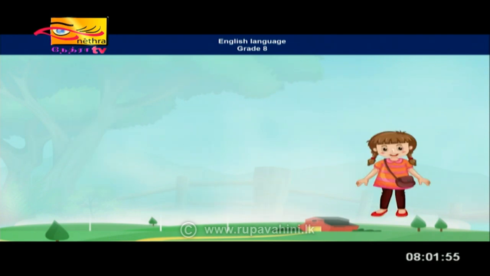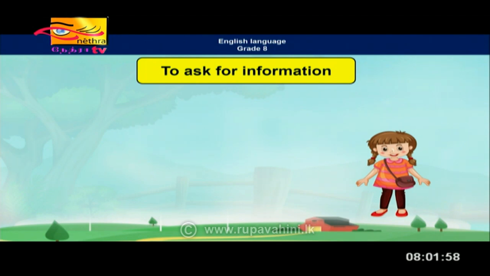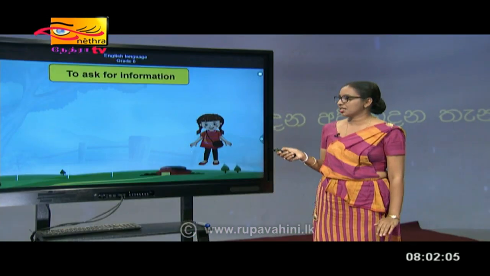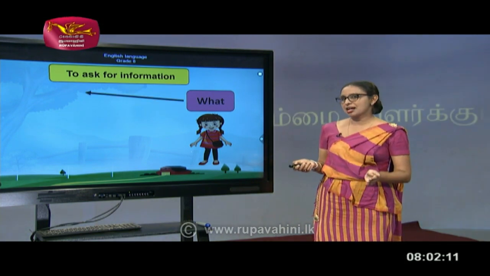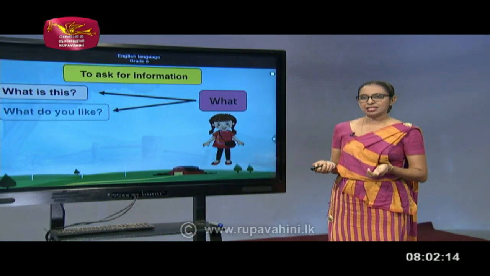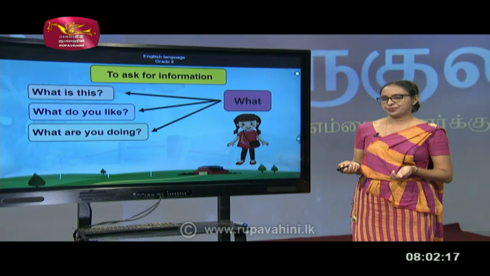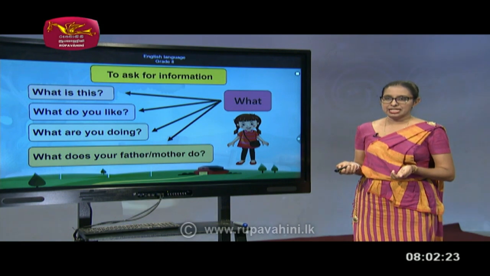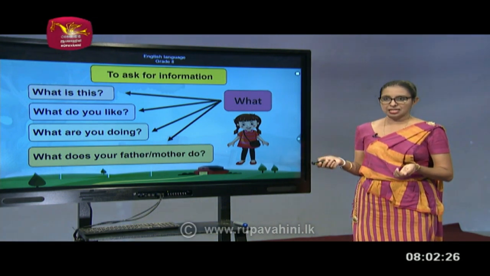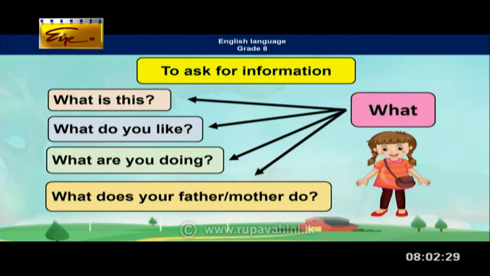To ask for information, what is the question word we can use? We can use what. Here are some examples. What is this? What do you like? What are you doing? What does your father do, or what does your mother do? In the last question, what we ask is the profession or the job of your mother or father. Instead of father or mother, you can use any other word like brother, sister, uncle, aunt, anything.